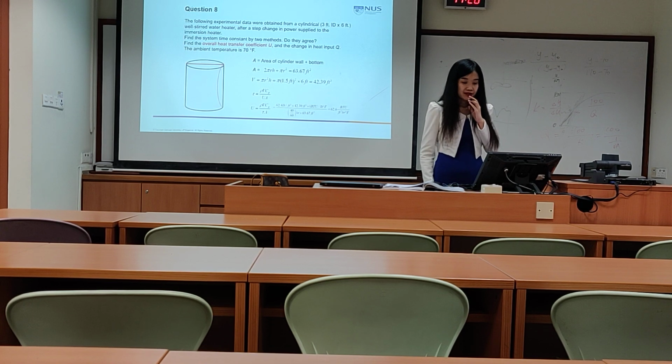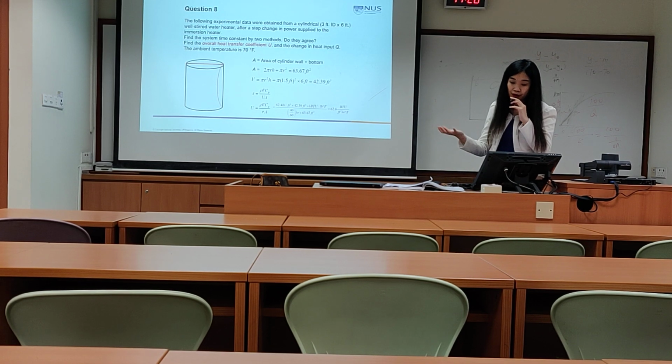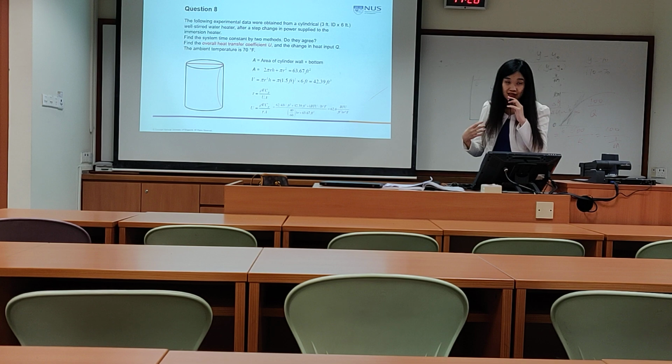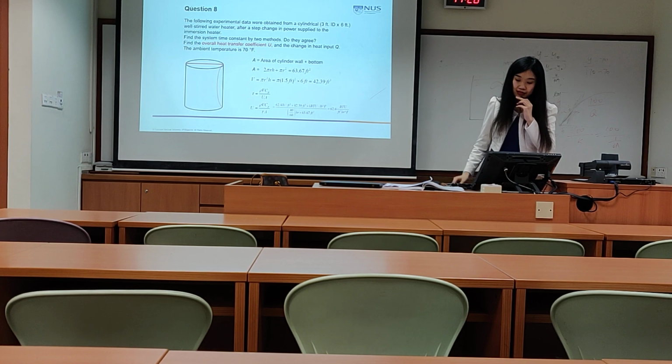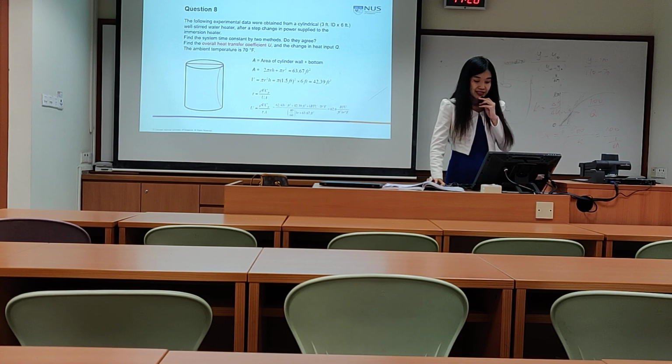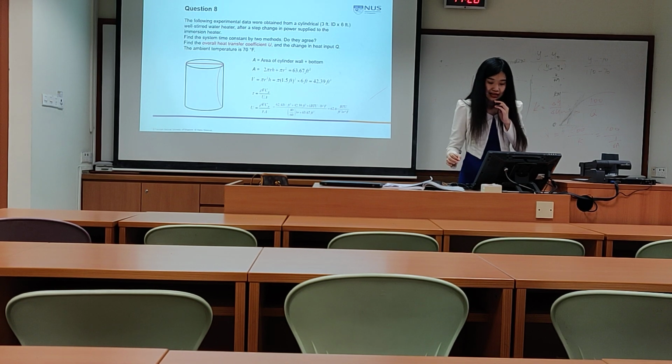So here's the area. Because it's like a tank, we only have the surrounding area and the bottom area for heat transfer. It's an open surface at the top with a stirrer. So the total area of the cylinder wall plus the bottom will be 2 pi r, where r is the radius, multiplied by h for the cylinder wall, plus pi r squared for the bottom area. That's the value for A.